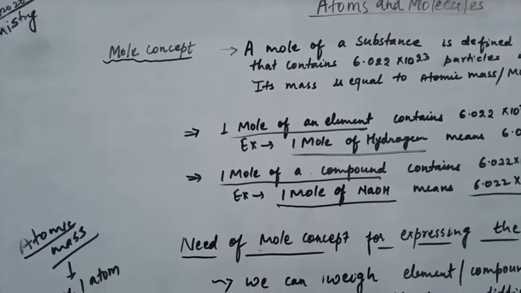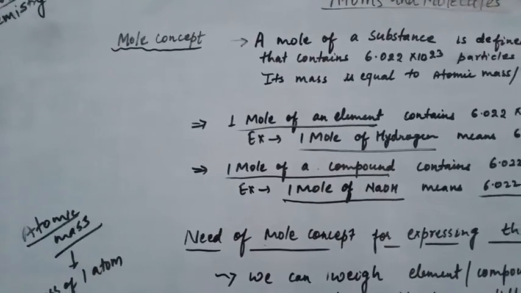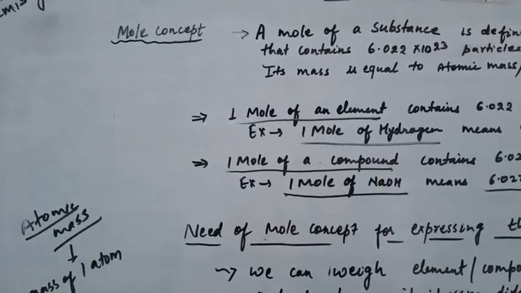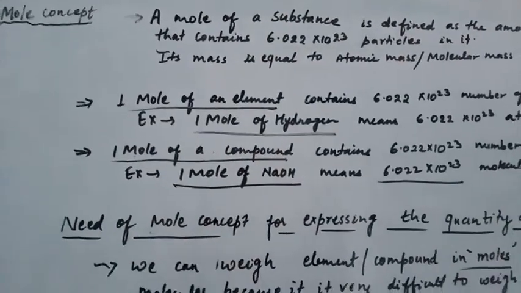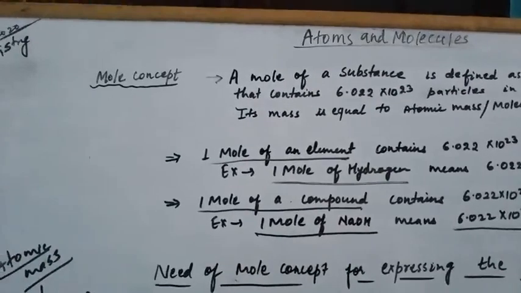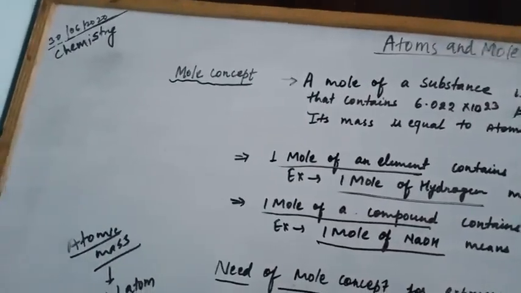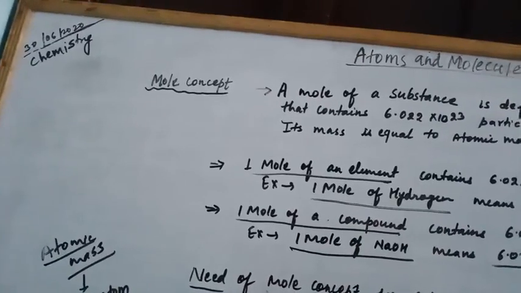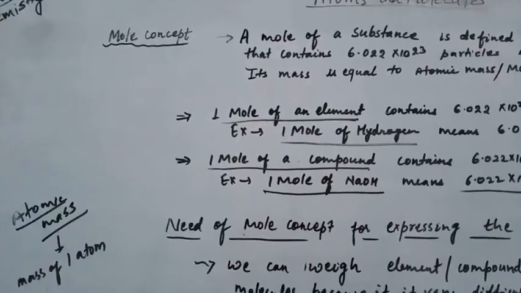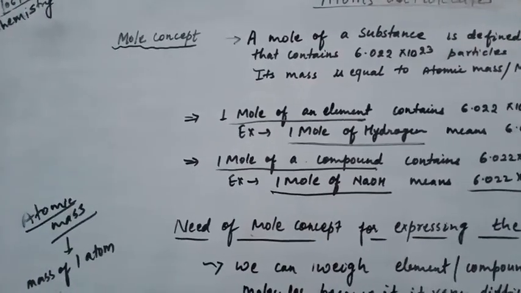So if you remember, in previous classes we talked about molecular mass and atomic mass. There we also learned how to find out the atomic mass of any element and molecular mass of any compound or a molecule. Now the next topic is about mole concept, and it is a physical quantity which is used to express the quantity of any substance. This is the last topic that you have to cover in this chapter.